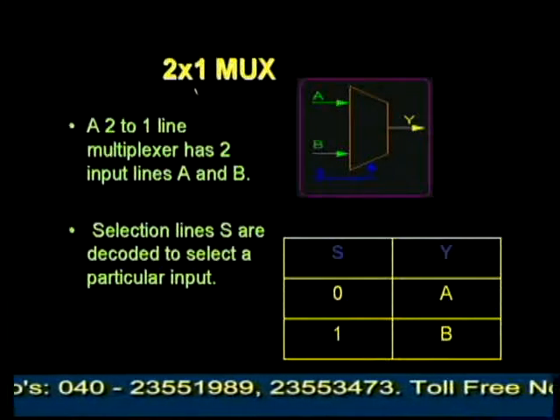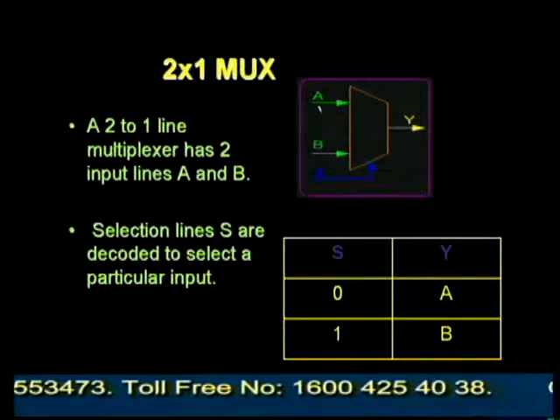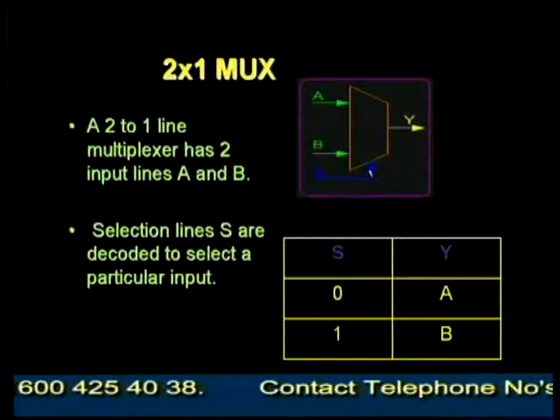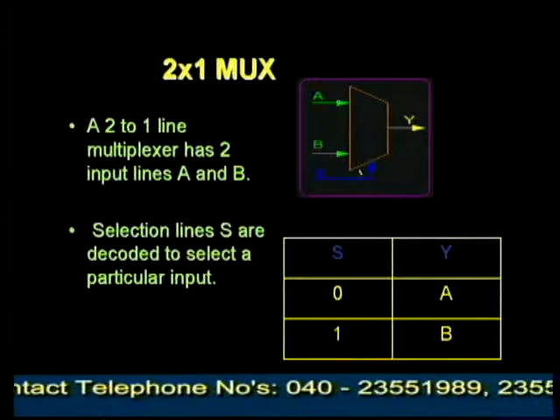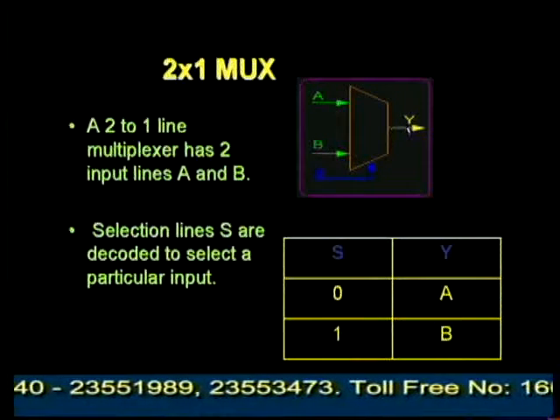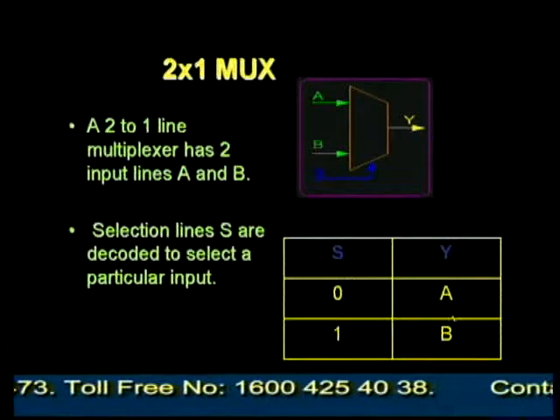Now the simplest multiplexer is the 2 to 1 multiplexer. It has two inputs A and B, and one selection line. If S equal to 0, then A will be connected to the output, that is Y becomes A, and if S equal to 1, then B will be connected to the output, that is Y becomes B, as shown in this truth table.